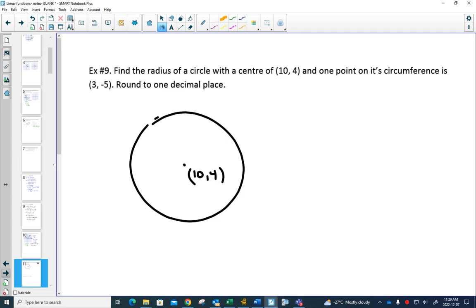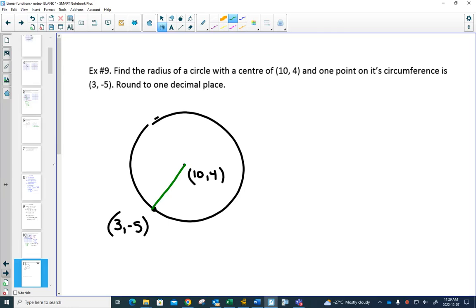We have a circle with a center at (10, 4), and one of the points is at (3, -5). So this is a diagram just showing what's happening in the words in this question. The radius is the distance from the center to any point on the circle. And since we only have one point, I'm going to draw it there.